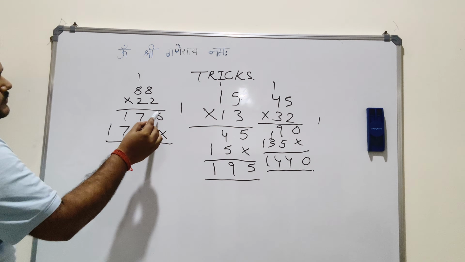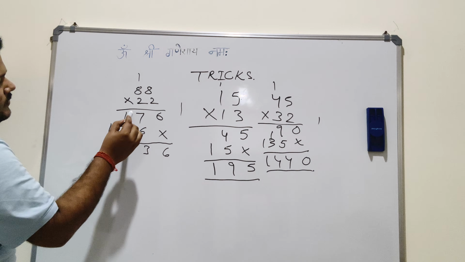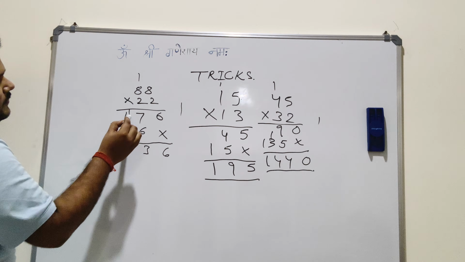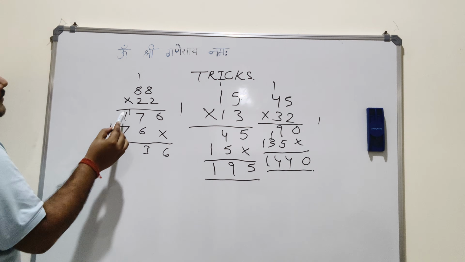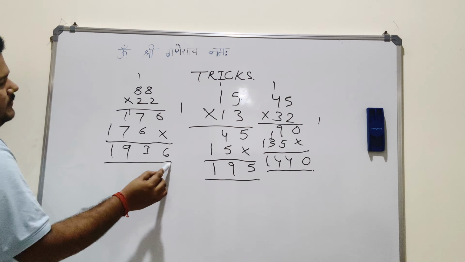You put a line here, so it would become 6. 7 plus 6 would be 13. And 1 would be here. So 7 plus 1, 8, 8 plus 1, 9, and 1 would be here. So your answer will become 1936.